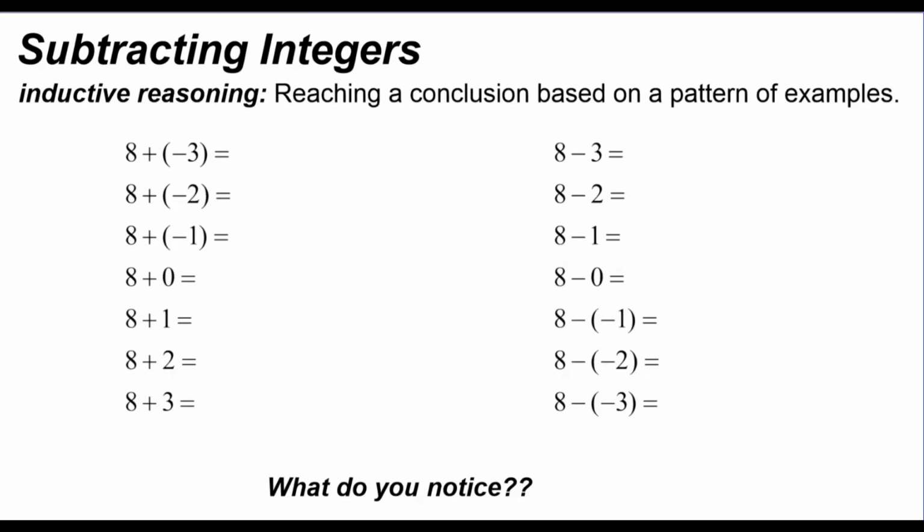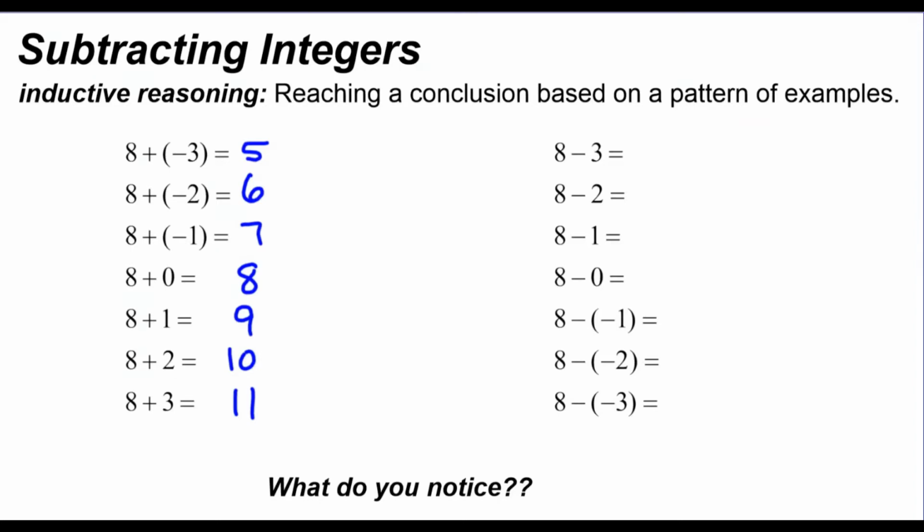So 8 plus negative 3, well, we learned in the last video that if we add numbers with different signs, they kind of cancel each other out. So 3 positives are going to get canceled out here, so that's going to leave me 5. 8 plus negative 3 is 5. 8 plus negative 2 is going to be 6. 8 plus negative 1 is 7. 8 plus 0 is 8. 8 plus 1 is 9, 8 plus 2 is 10, and 8 plus 3 is 11. So we notice that the sums keep getting larger by 1 every time we increase what we're adding to 8. Well, that makes sense.